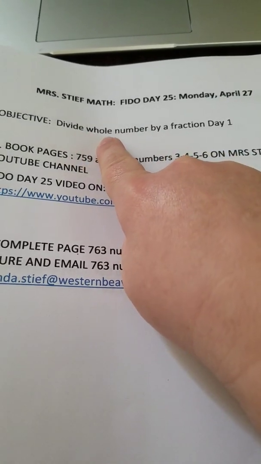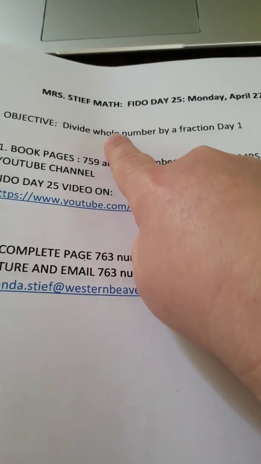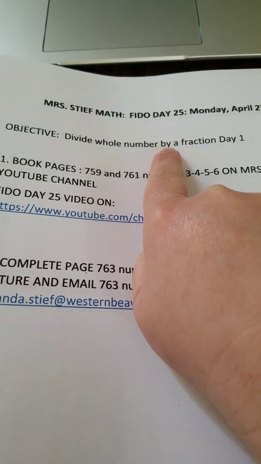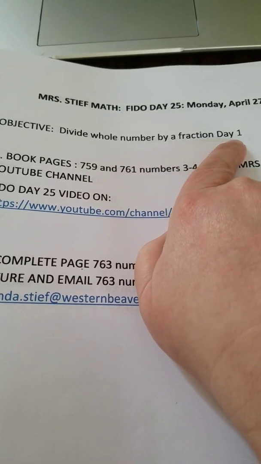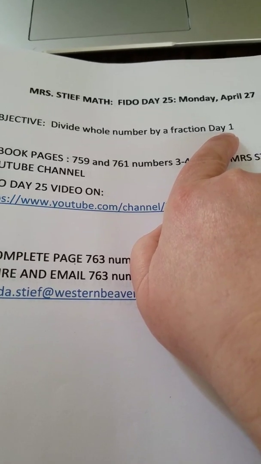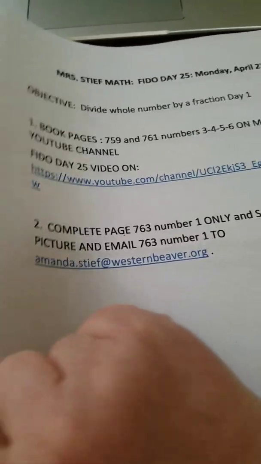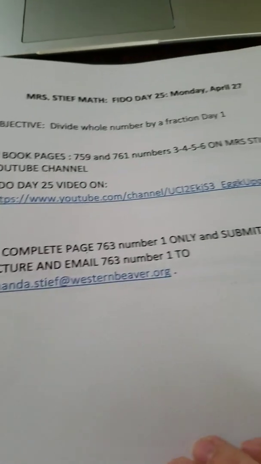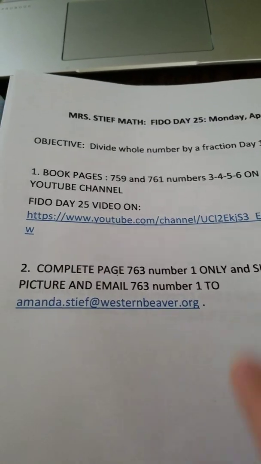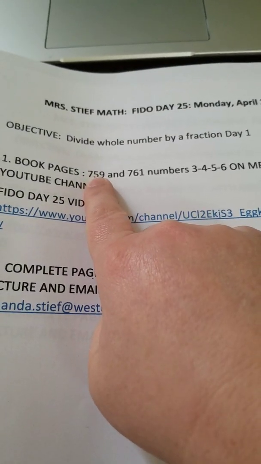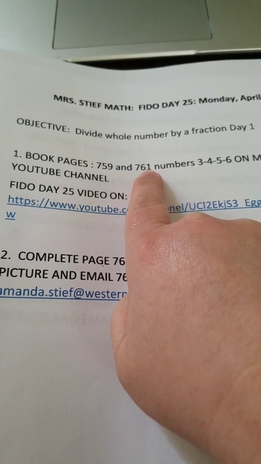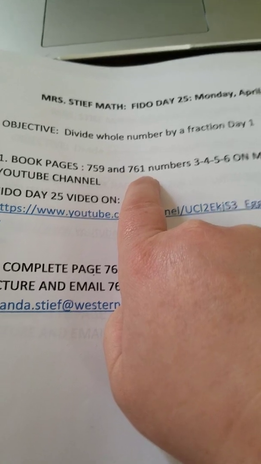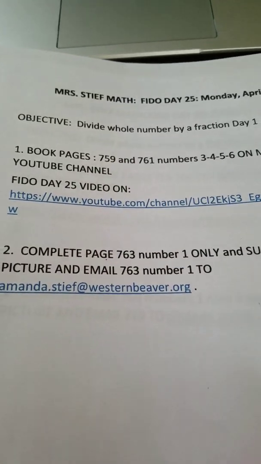We're going to divide a whole number. So we're going to start with a whole number and we're going to be dividing it by a fraction. And this is day 1. Okay? So take a look there. Everybody good? And we're going to be working on page 759 and 761 together today in your book. So if you don't have that, you might want to pause the video to go get it.